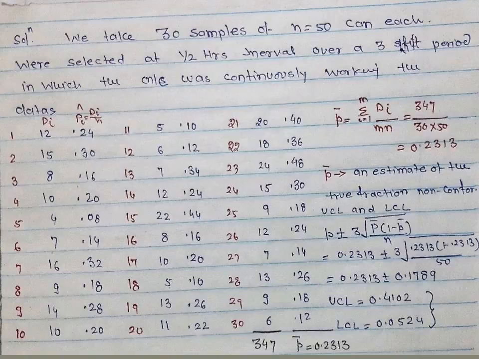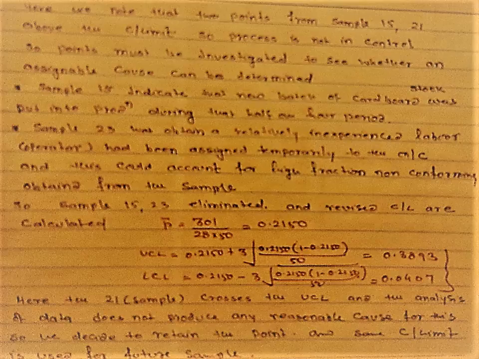Similarly, we calculate the lower control limit, that is 0.0524. So in this manner we calculate this is the center line, this is the upper control line, and this is the lower control line. With the help of these three we start drawing.